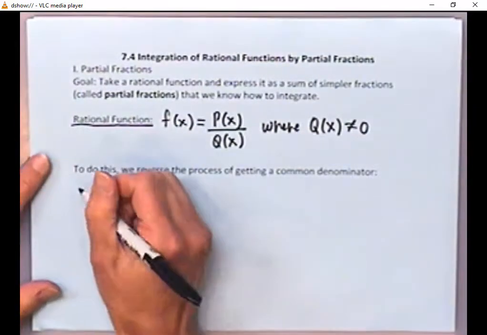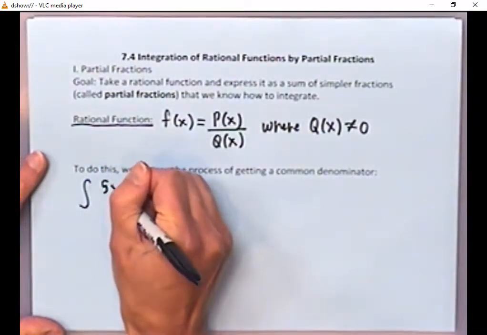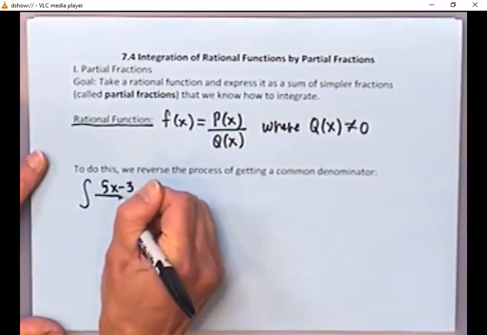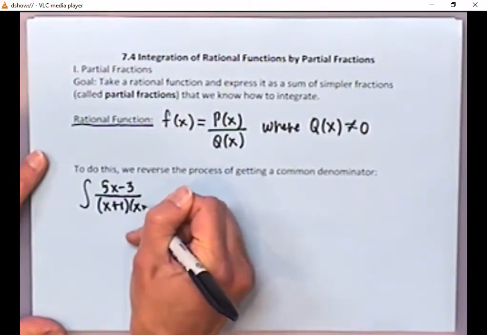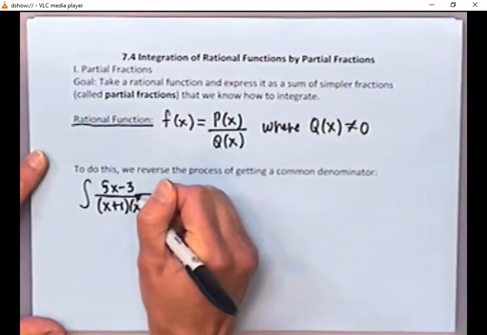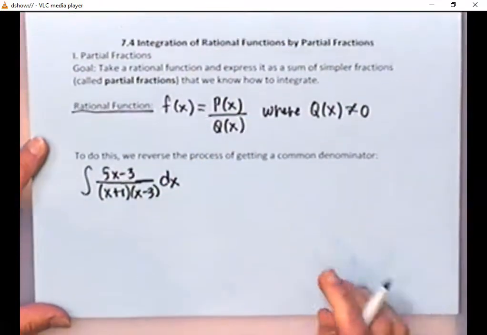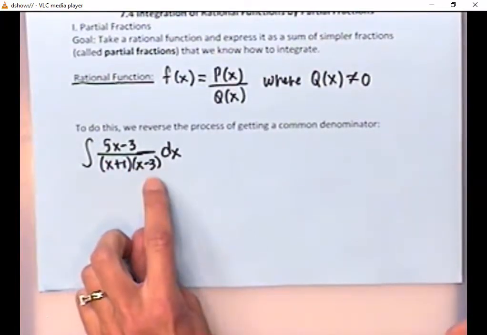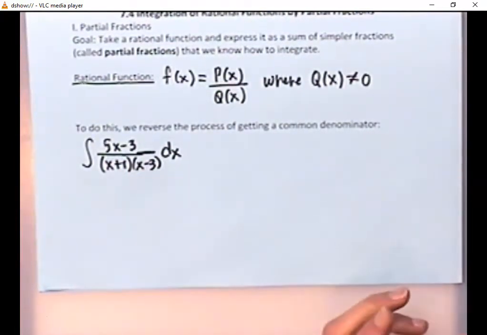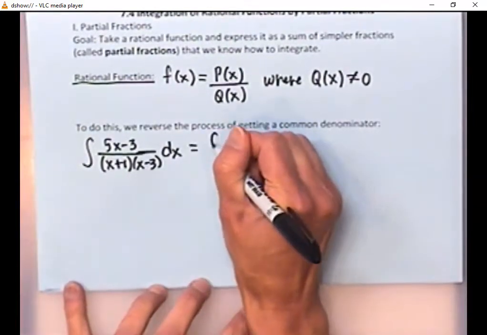Because I'll show you why. If you try to integrate, let's say 5x minus 3 over x plus 1, x minus 3, let's look at it in this form. This is a bit hard to integrate. Okay, so if I'm like, oh, well, how would I start this? Well, I could distribute out the bottom and try a u substitution, but it would still be difficult to do.